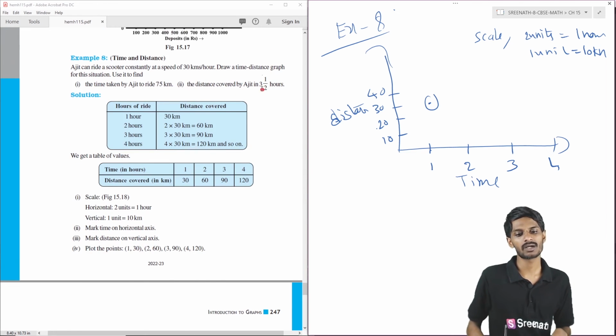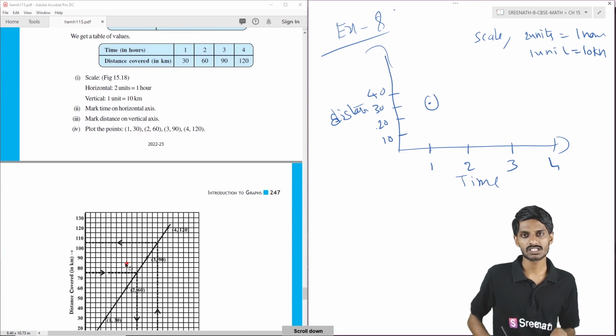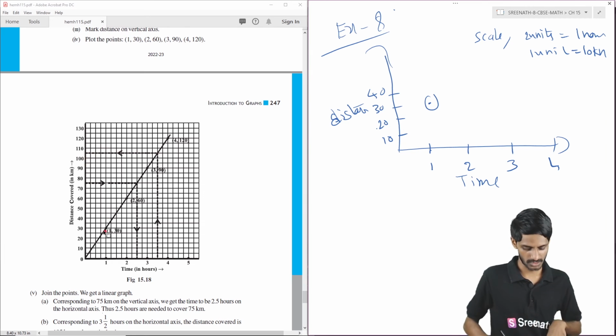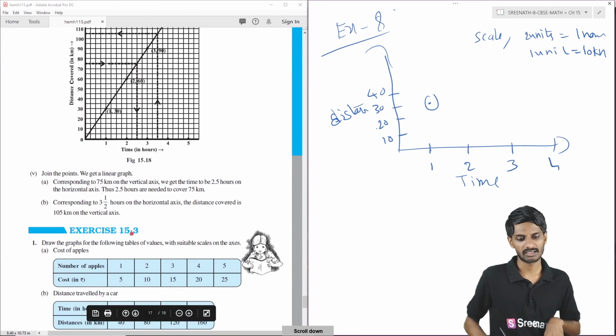The next question is the distance covered by Ajit in 3.5 hours. How much distance has he traveled in 3.5 hours? This is 3 hours, and this is 3.5 hours. You move up from the x-axis until you meet the graph, and from that point on the graph you move towards the left to the y-axis. That is 105 kilometers. So the distance is 105 kilometers, students.